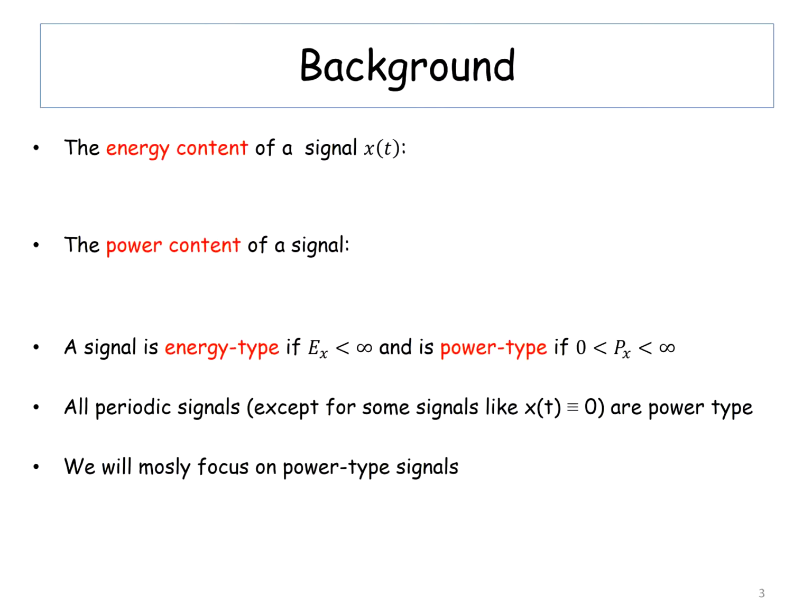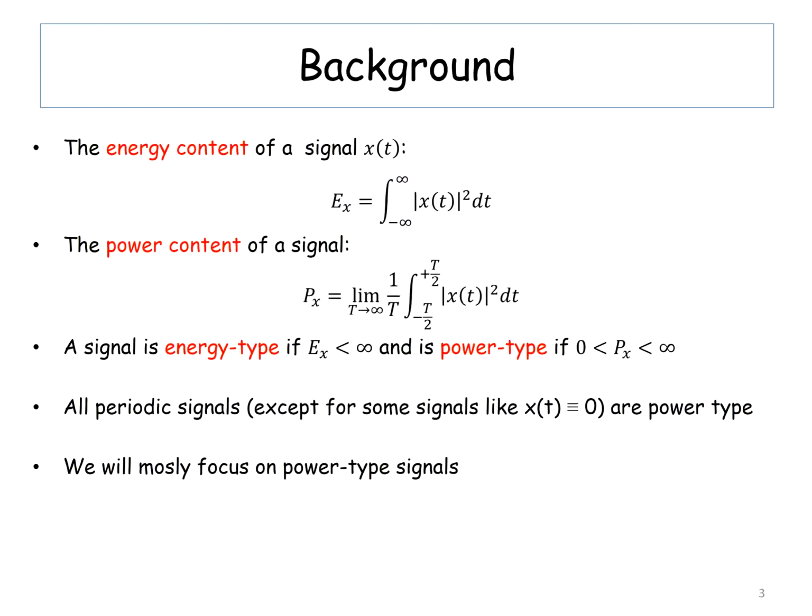Let us first have some background which will be helpful for our discussions and analysis. The energy and power content of a signal are important for us to quantify the performance of modulation methods. The energy content of a signal x(t) is given here. Then the power content is like that.